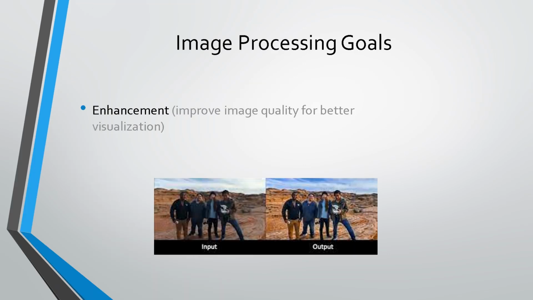Now, what are the goals in image processing? Image processing goals are enhancement of the pictures. What is enhancement? Basically, it is improving the quality of the picture for better visualization. That is, when a robot is going to see, for example, there is fog everywhere, and a robot is going to visualize some object or some person or anything.